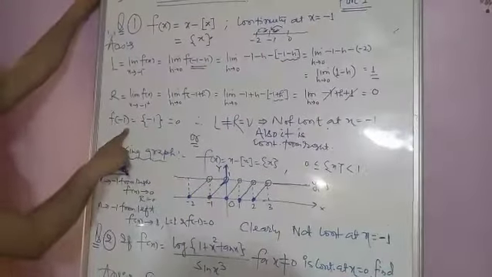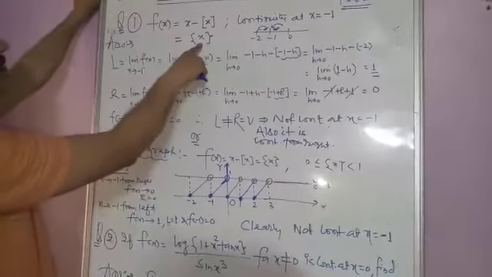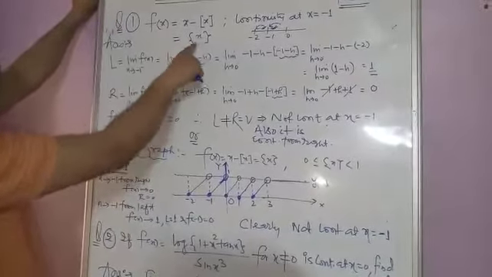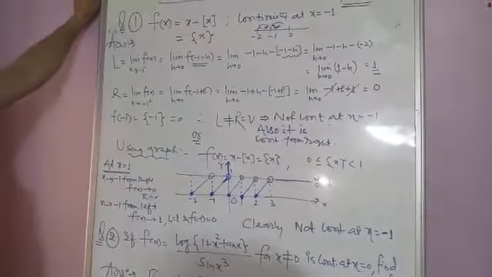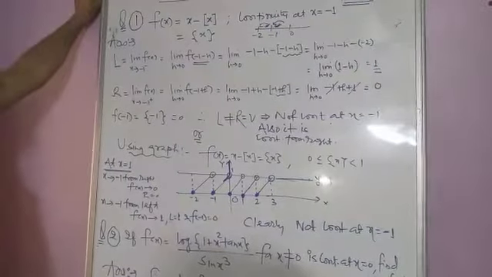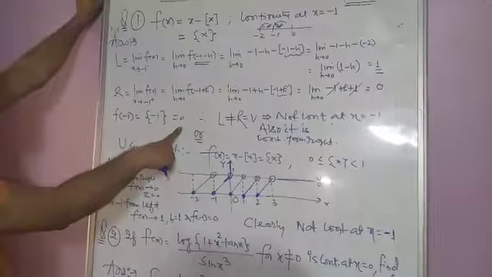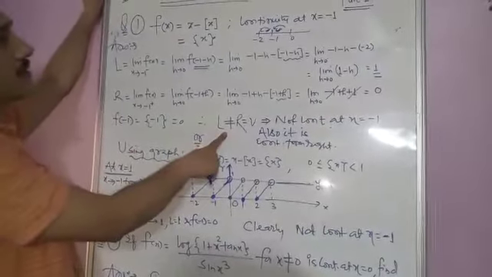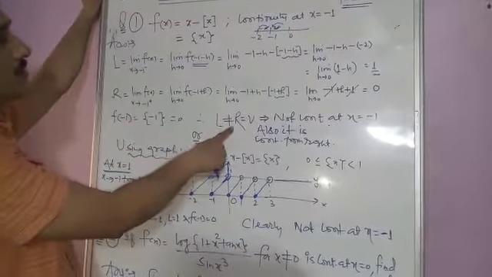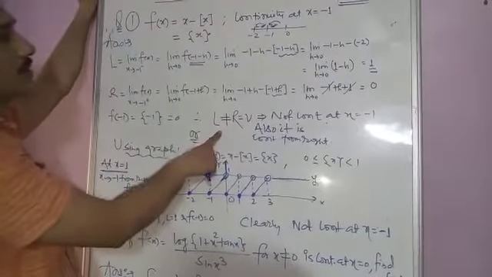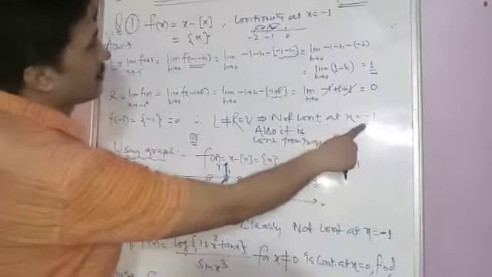F of minus 1. We know the fractional part of x, when x is an integer, will be 0. So f of minus 1, the fractional part of minus 1, equals 0. So here L equals 1, which is not equal to R, which is 0, nor to the value 0. So the function is not continuous at x equal to minus 1.